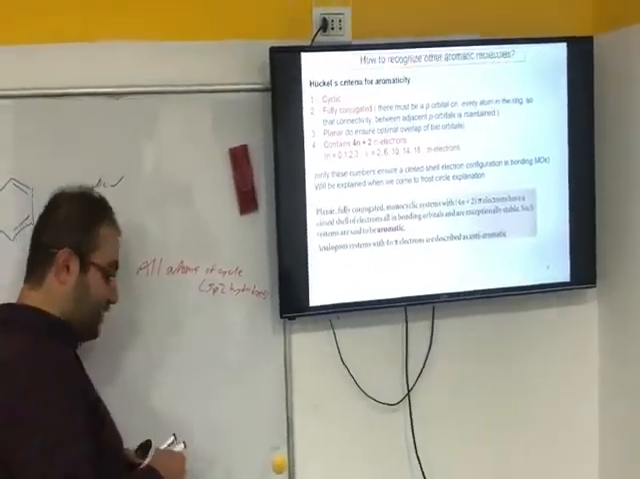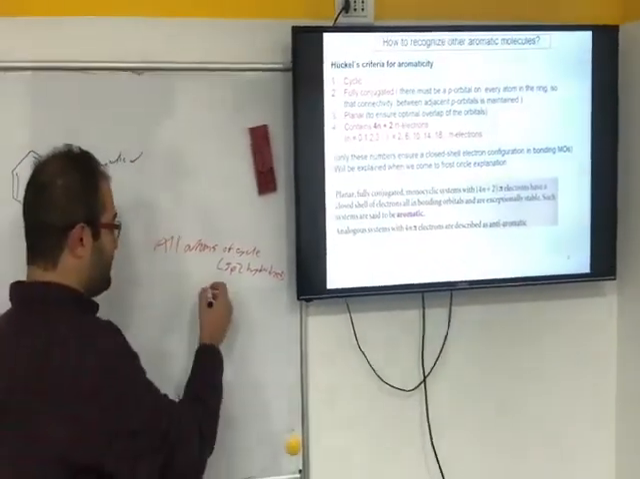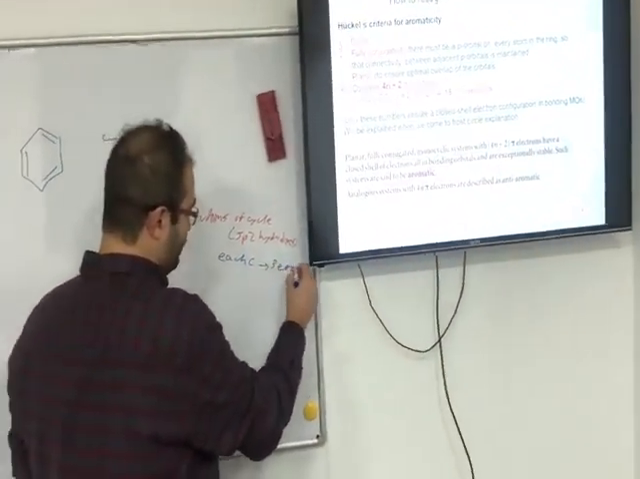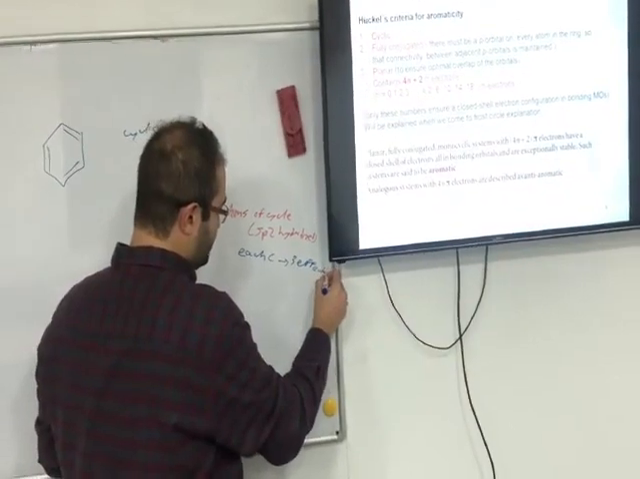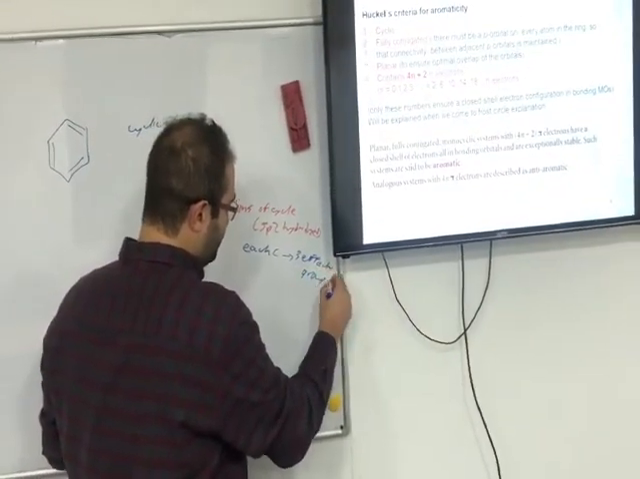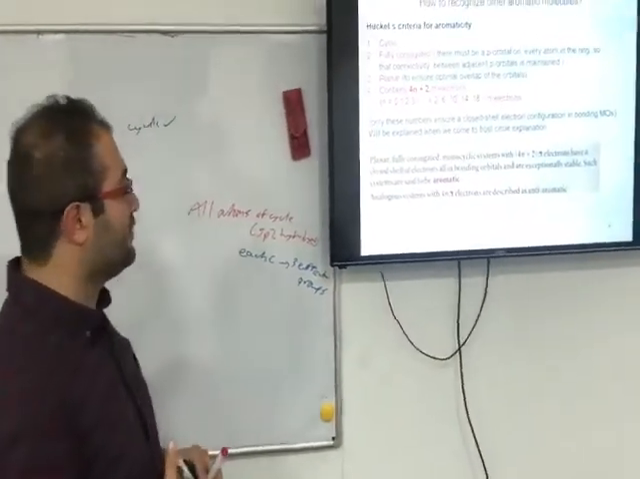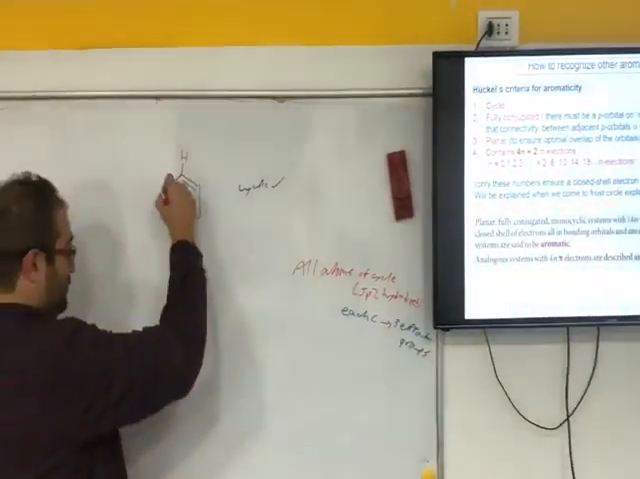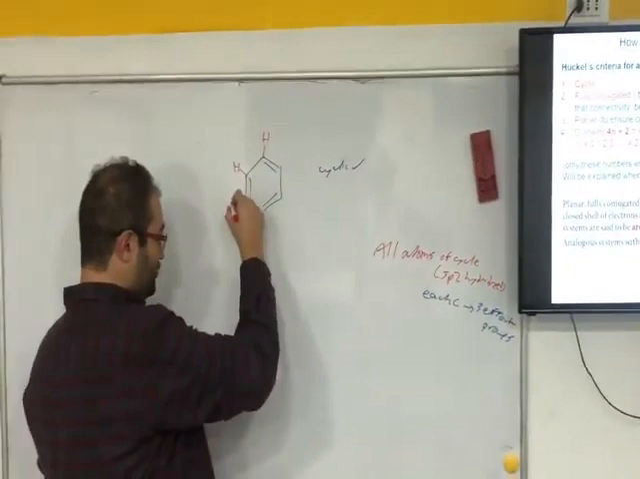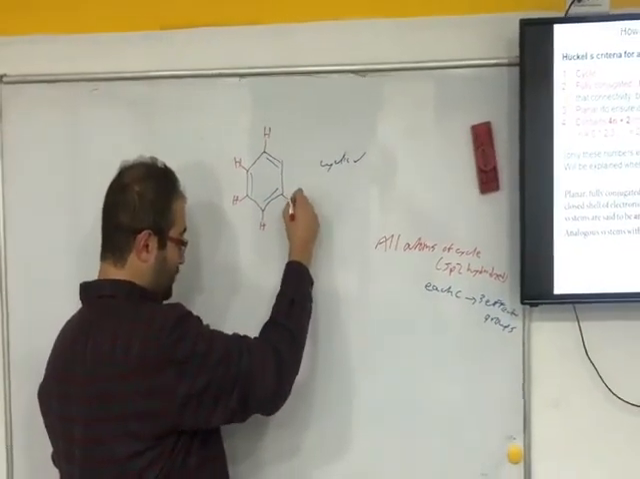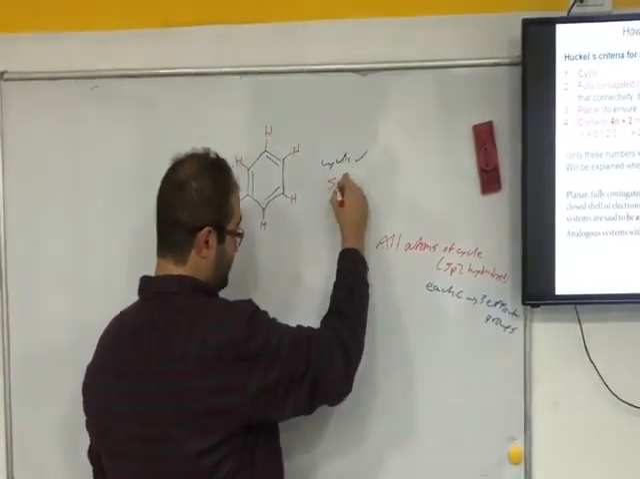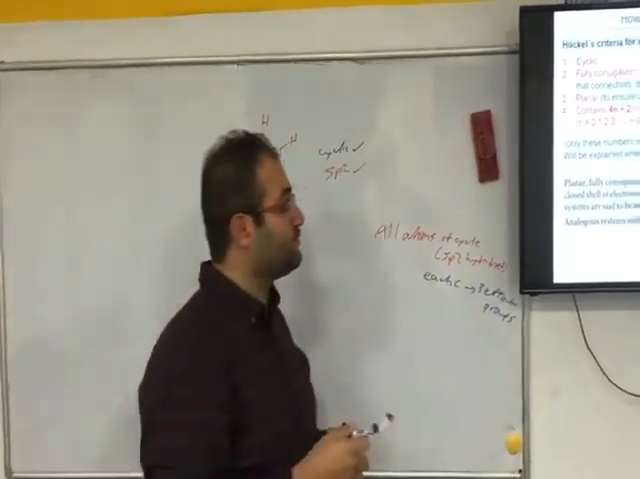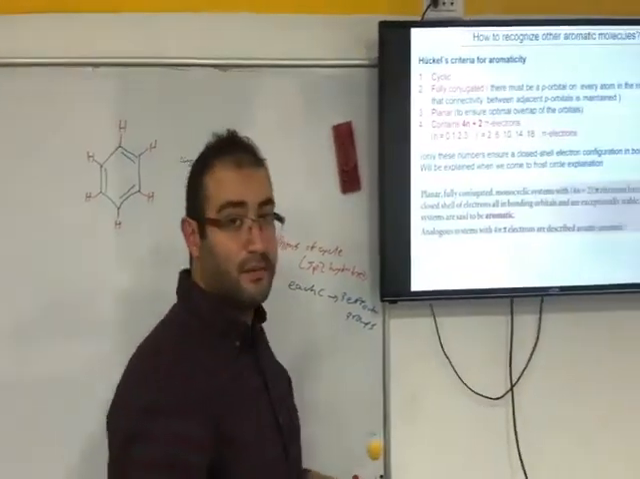sp2 hybridized, in a quick explanation, means that each carbon is connected to only three effective groups. If it's connected to four, it's going to be sp3 hybridized. So here, if we look at benzene, we will see that each carbon atom is connected to two carbon atoms and a hydrogen, which means that all the carbons of benzene are sp2 hybridized, so benzene is fully conjugated. The structure also has to be planar.